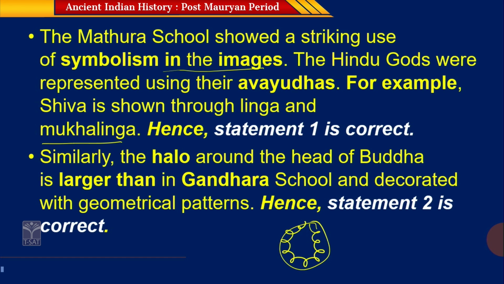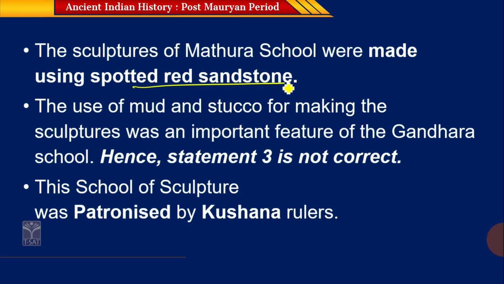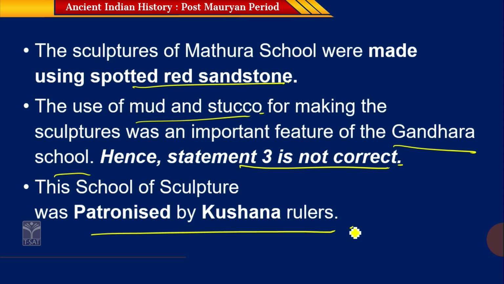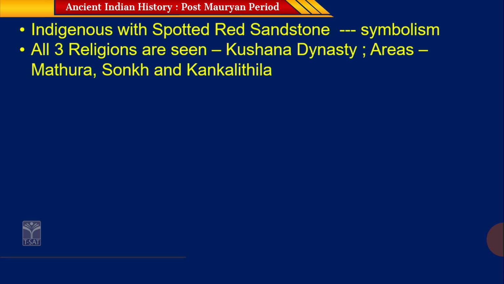A sort of geometrical pattern will be there. Hence, statement 2 is correct. And sculptures of Mathura are actually made with spotted red sandstone. And since stucco and mud belong to Gandhara school, hence statement 3 is not correct. Remember, even Mathura was patronized by Kanishka Kushana. Mathura school, completely indigenous, spotted red sandstone.